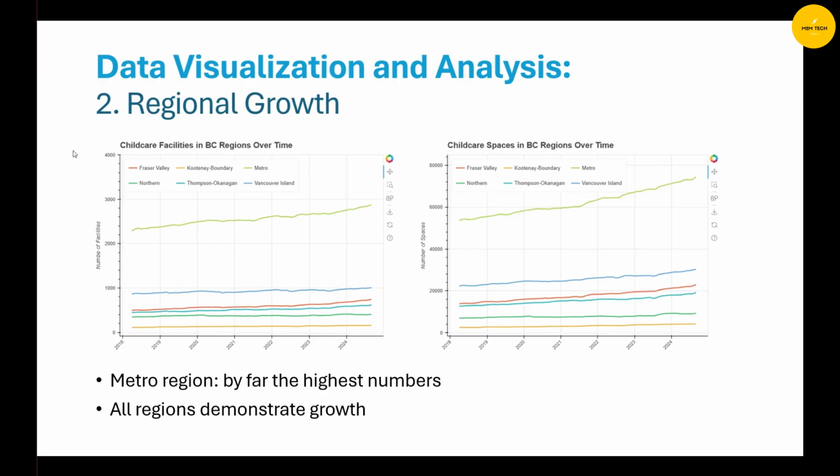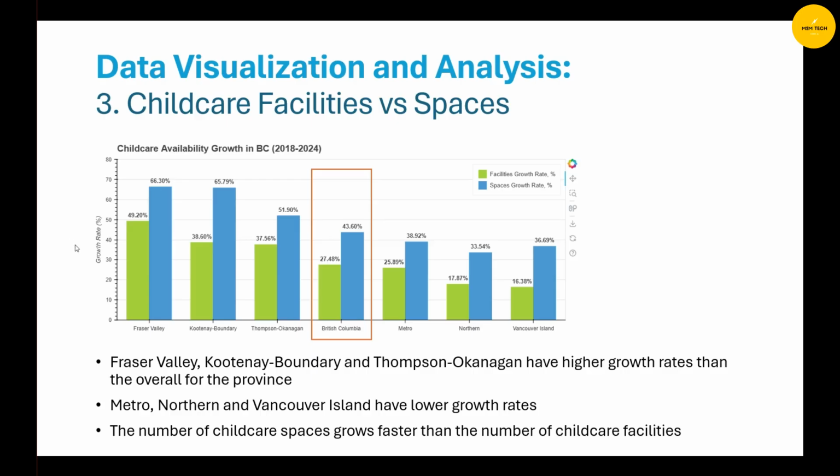Now, next thing I did was I looked at the same data, but for each of the different regions, and there were 6 different regions in the data set. And we can definitely see that the metro region has by far the highest numbers, both in terms of facilities and in terms of childcare spaces. There is some growth in each region, but I found out that this type of graph does not really represent that very well. So next thing I looked at was the growth in each region in terms of percentage.